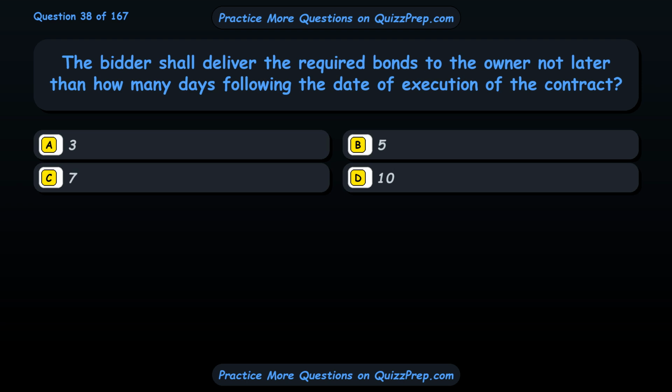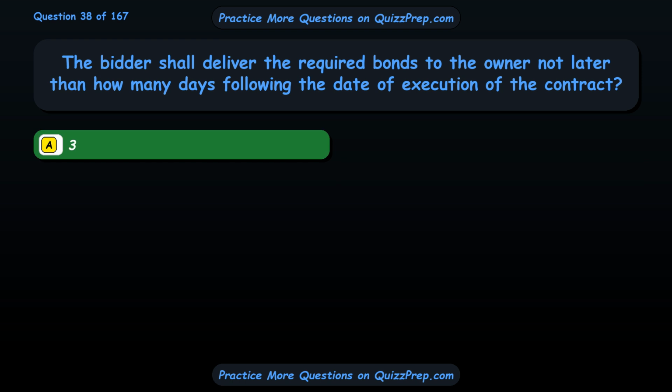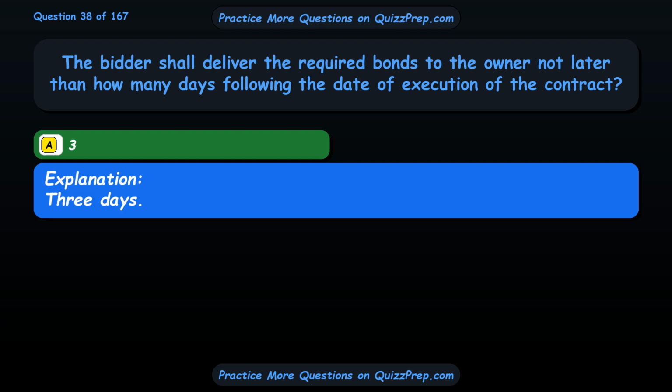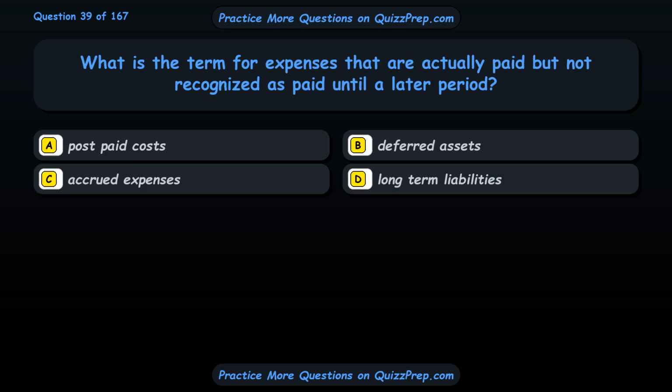Question 38. The bidder shall deliver the required bonds to the owner not later than how many days following the date of execution of the contract? Option A, 3. Option B, 5. Option C, 7. Option D, 10. The correct answer is option A, 3. 3 days.